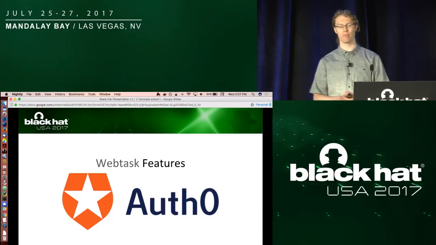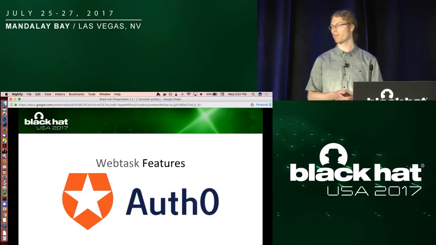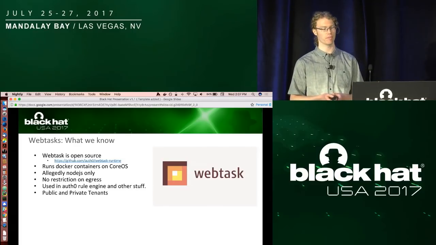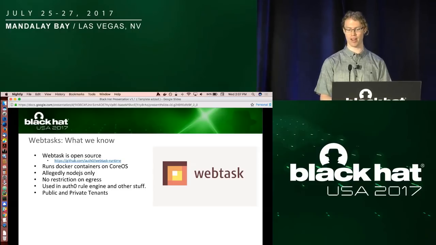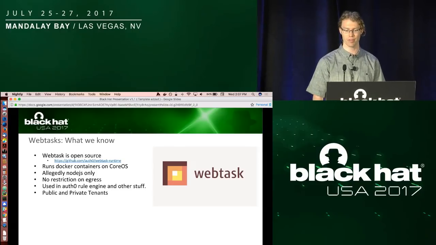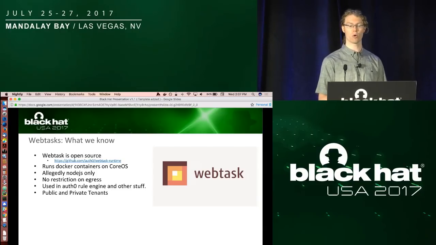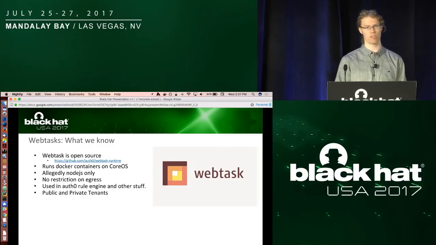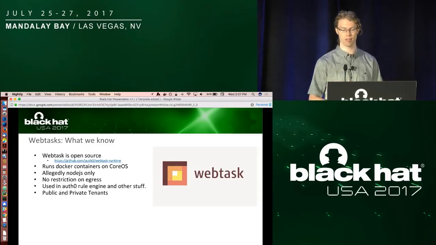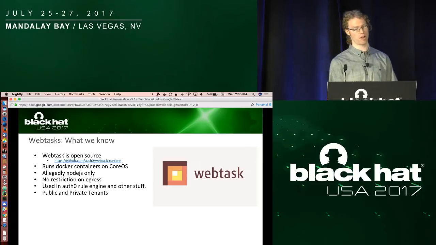Next, we're going to talk on Webtask, who provides Auth0, the smallest provider that we covered. Webtask is open source. We love open source. This is great. They've even got their GitHub here. They run Docker containers on CoreOS. They allegedly run Node.js only, which is unlike many of the other providers where you have Python or PowerShell or Java or all sorts of other things. They have no restriction on egress.